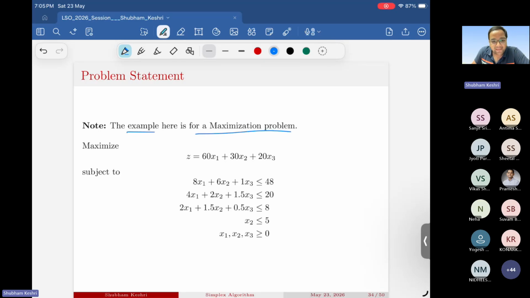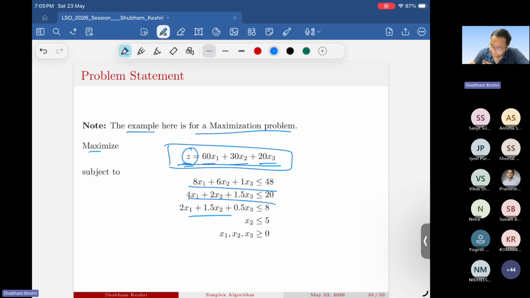So this is an example of maximization problem. We have the objective as 60x1 plus 30x2 plus 20x3. You see, I have written this as an equation, and I have defined a variable z is equals to this. So this is an equation now, subject to 3 constraints. You see, you have 3 variables, 4 constraints, and you have 3 variables. Since this is a 3 variable LP, you will not be able to do graphical method over here.